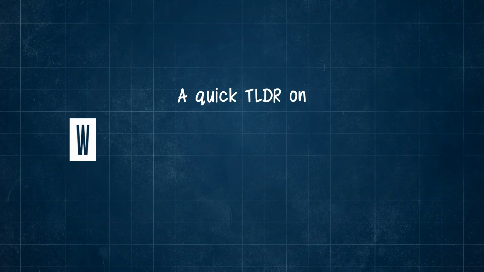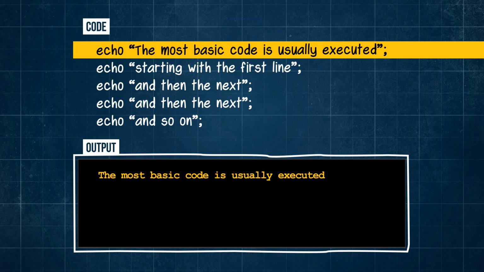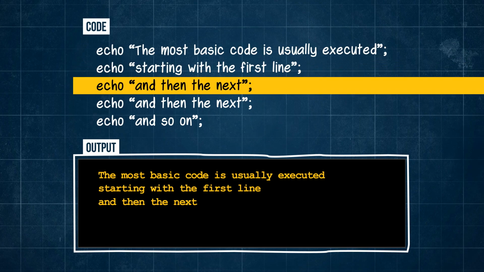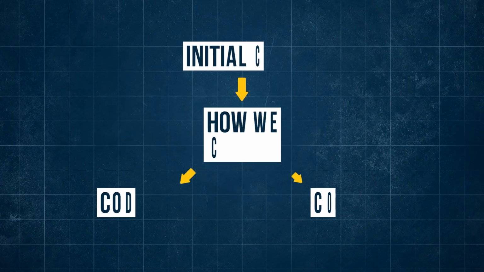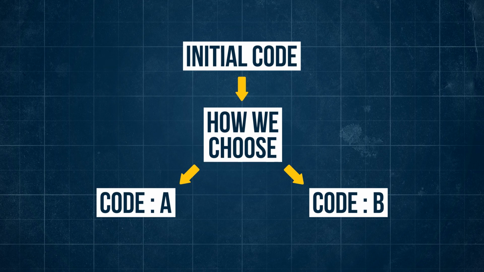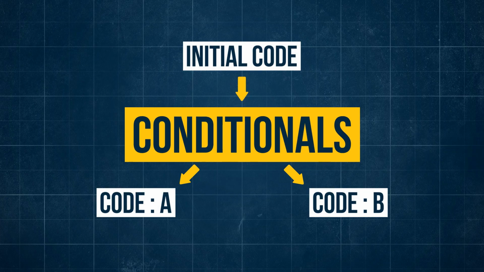Now, a quick TLDR on why conditionals exist. The most basic code is usually executed starting with the first line, and then the next, and then the next, and so on. However, more often than not, you need a way to toggle between executing different lines of code, depending on some condition. This is where conditionals come in.